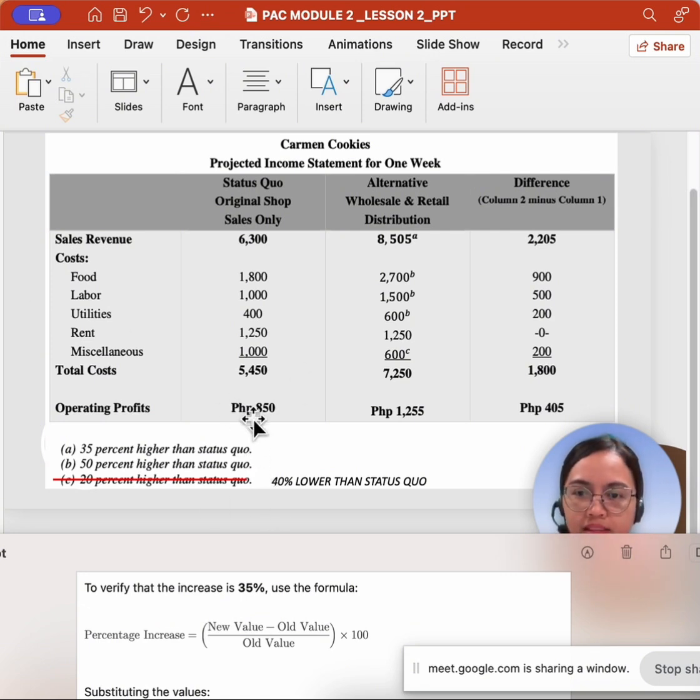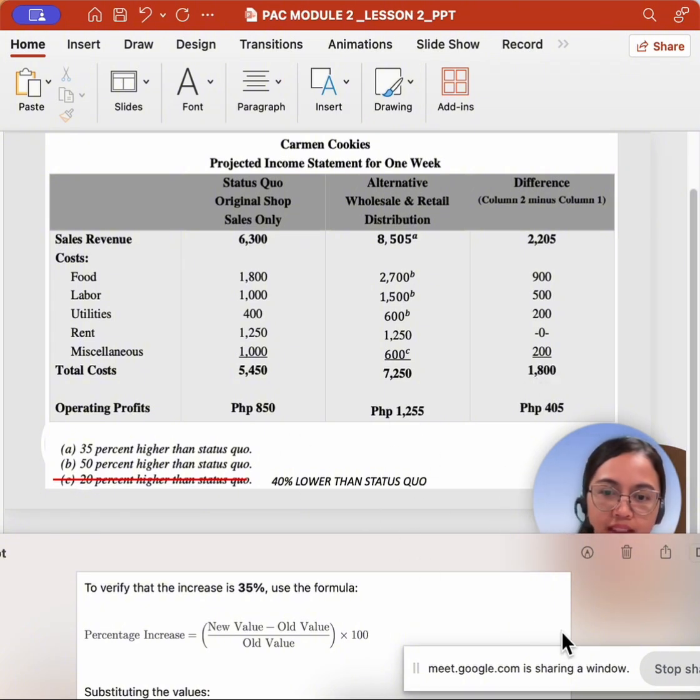So, for letter C, how did we solve for this? I was not correct with the 20% in the module because it should be 40% lower than status quo. From 1,000, our alternative went down to 600. So, how do we solve this? Again, just minus 1,000 less 600, that would be 400 divided by the old value of 1,000. So that's 40%. So there is a decrease of 40%.